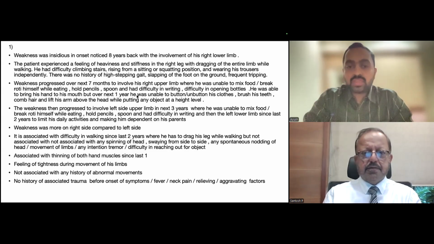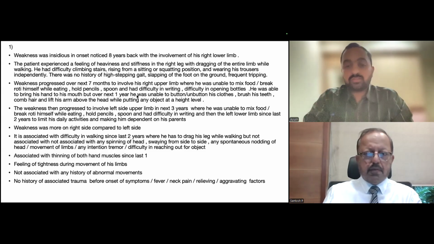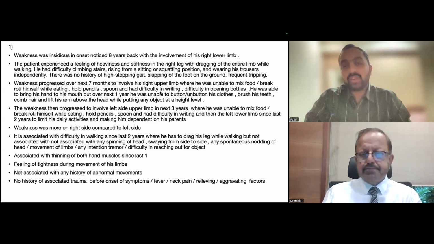It is associated with thinning of both hand muscles since the last 1 year, and there is a feeling of tightness when he does the movement of his limb. There is no associated history of any other abnormal movements or sudden jerks, no history of any associated trauma before the onset of symptoms, fever, neck pain, or any relieving or aggravating factors for the same.